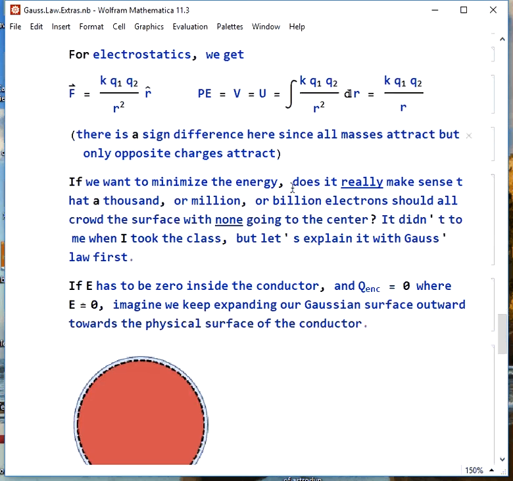If we want to minimize the energy here, it seems hard to believe that the way to do that would be to put 1,000, if you have 1,000 or 1,000,000 or 1,000,000,000 electrons, they should all go to the surface and none go to the center to get away from everyone. That never really made sense to me when I took the class, but let's see if we can explain it now.